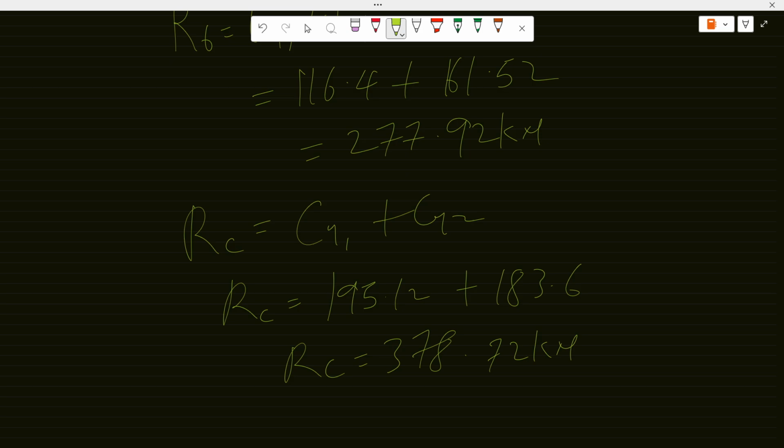So guys, we'll be moving to the other part in the next video, where we'll be calculating the internal stress resultants, which are the shear force and bending moments. Let's get into it, guys.